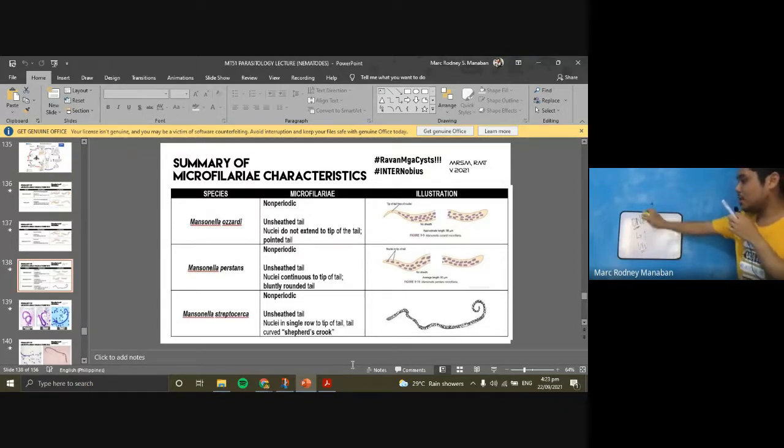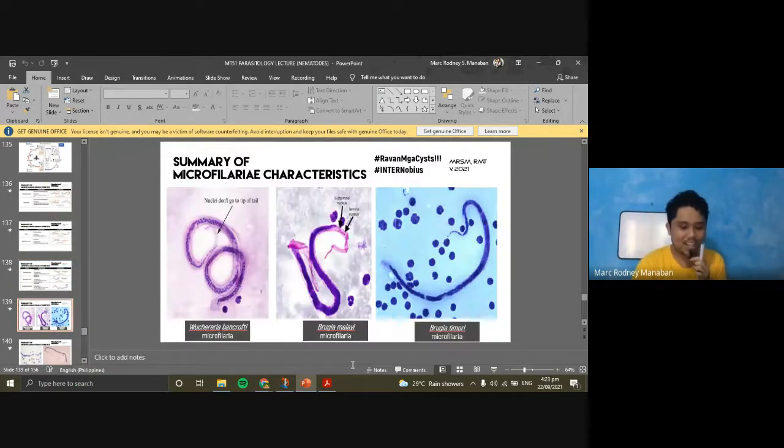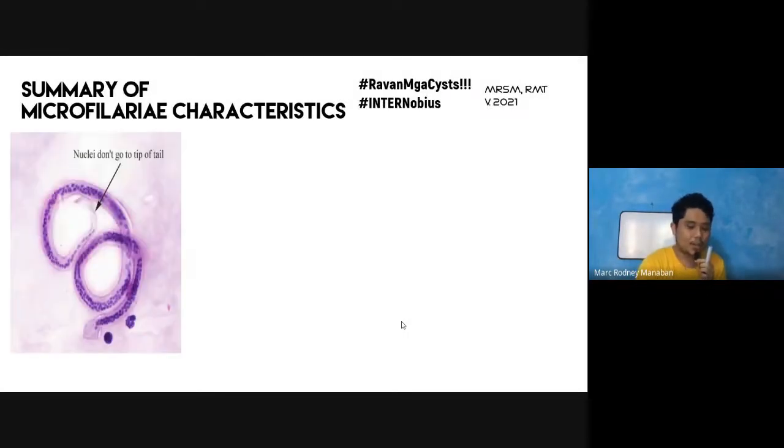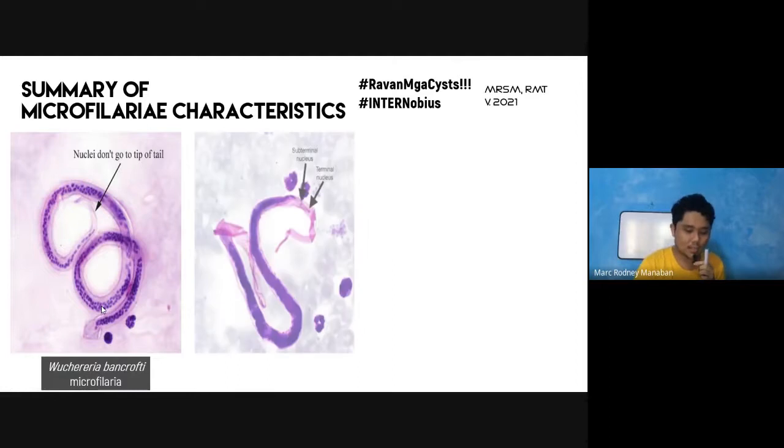Alright? Okay, so that's how we identify, no? That's how we identify the different microfilarial worms. Okay, alright. So we look now at the different characteristics, no? Kani mga from samples, good. First is your Wuchereria. As you can see, this is the tail. This is the sheath na covering. And the nuclei, kabante mo, wala siya naabot sa tip, sa tail. Alright? So that's Wuchereria bancrofti. Wala siyang nuclei sa tip of the tail.